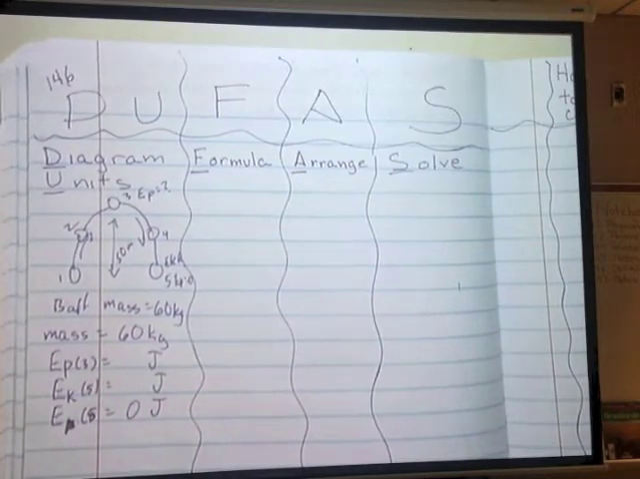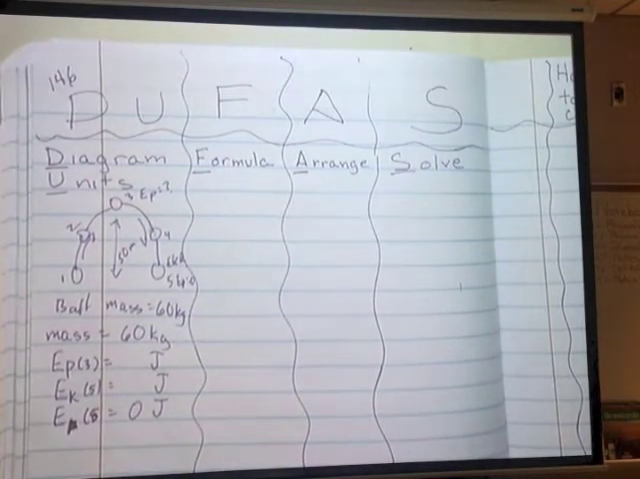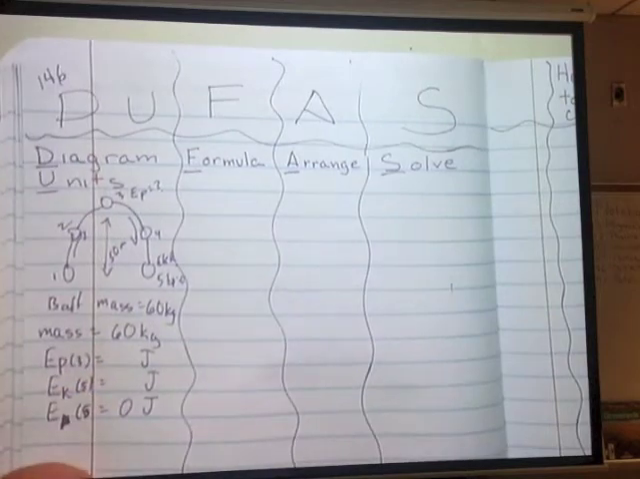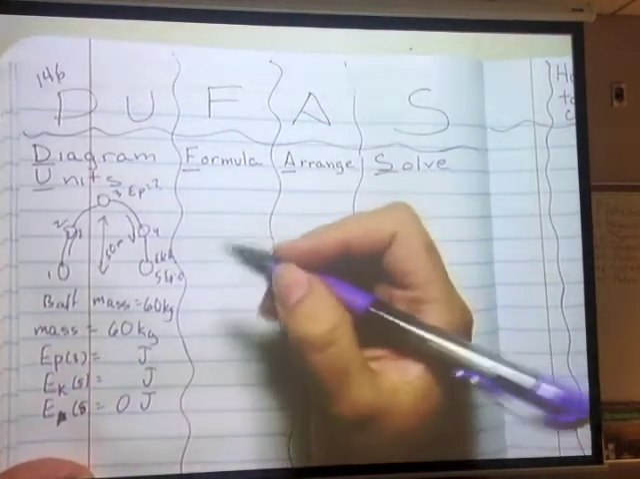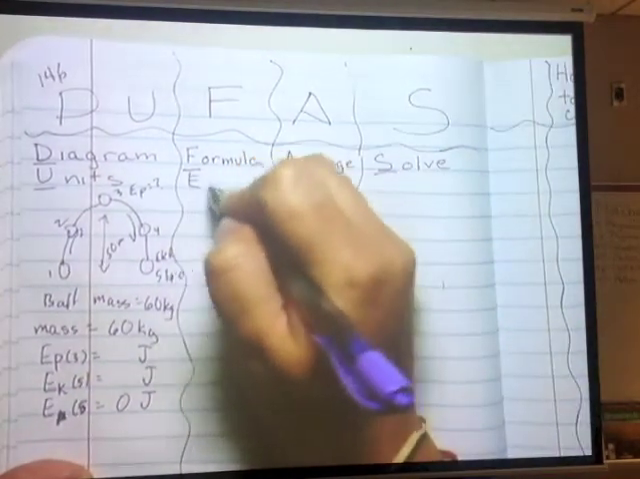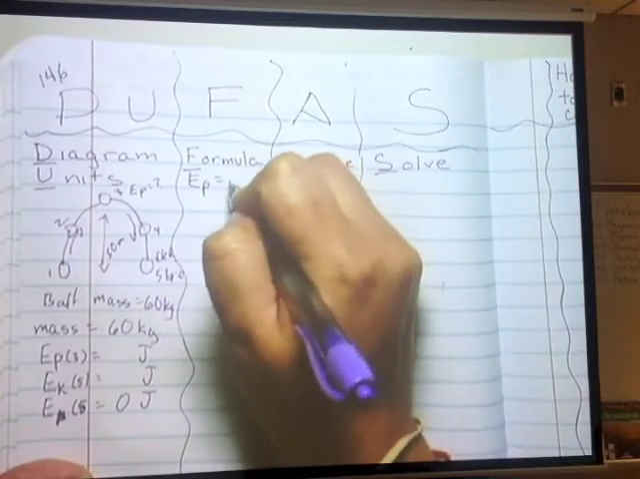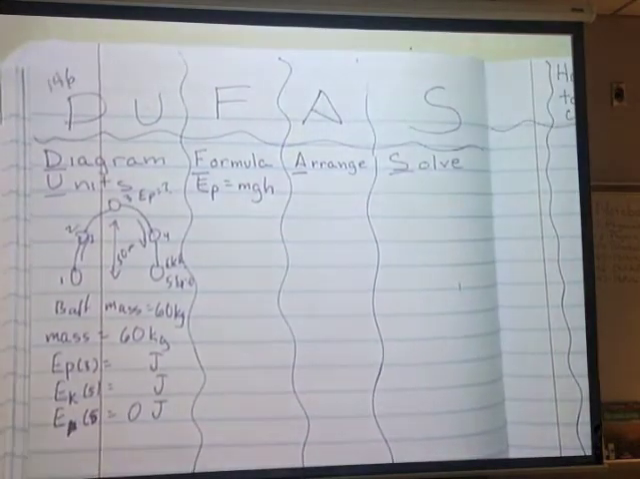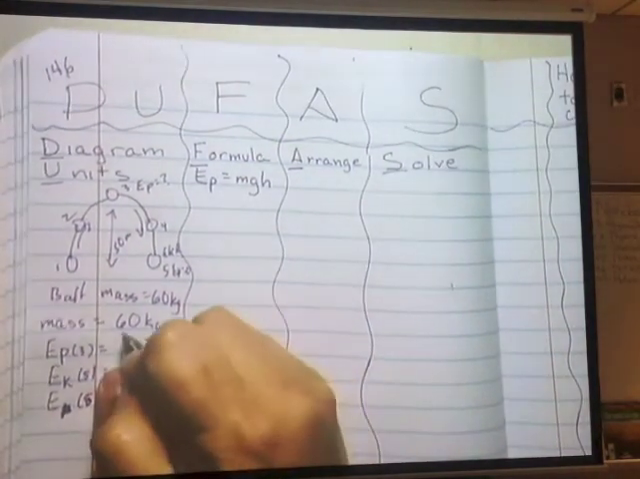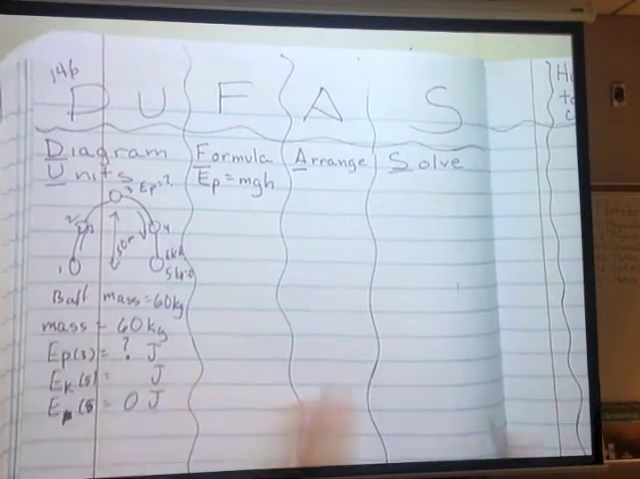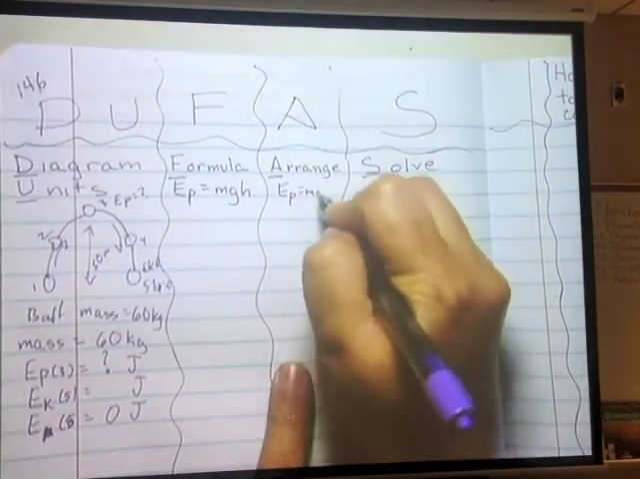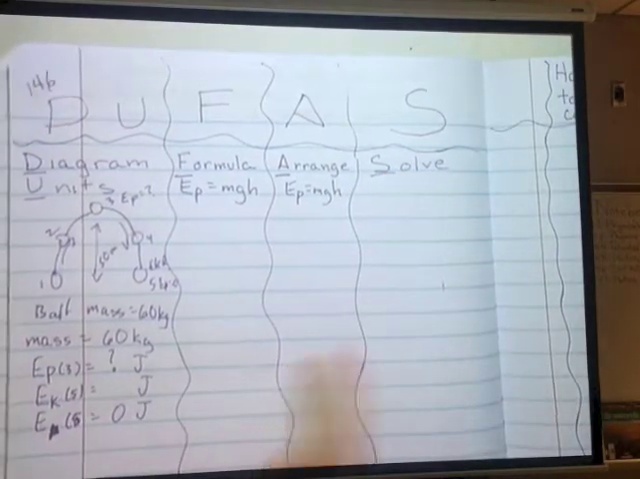My first question is to find the potential energy at 0.3. If I want to find that, I need the formula for potential energy, which if I look at my notes, is potential energy equals mass times gravity times height. So that's my formula, since that's the one I'm looking for. I am just going to rewrite my formula because I don't have to rearrange anything. And now I'm going to solve.